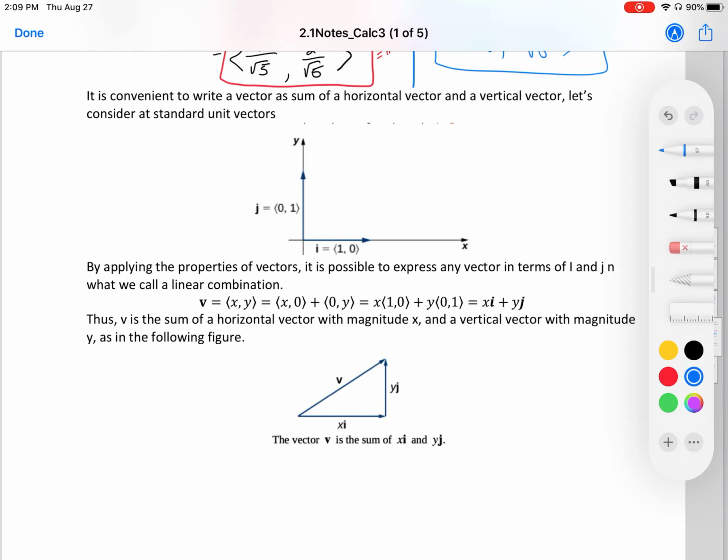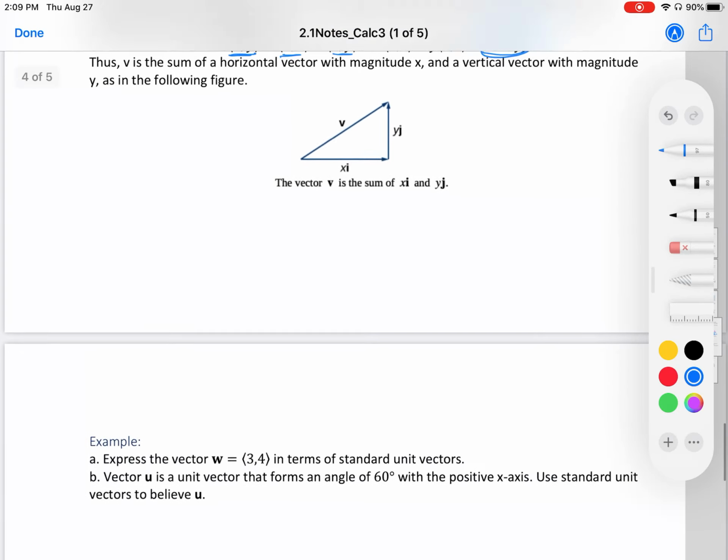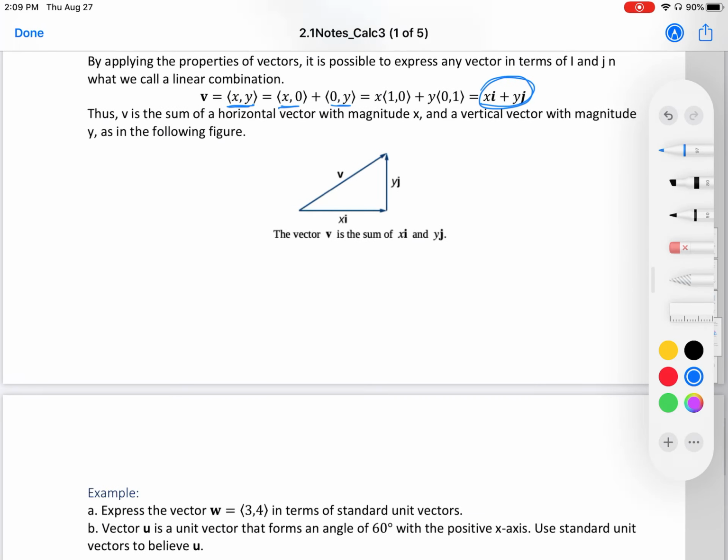So if we have v equals (x, y), we can take our x coordinate plus our y coordinate, and in return, we can write it with an i and a j. And once we move further into 3 dimensions, we'll add a k. This is another way to show a vector. Thus, v is the sum of a horizontal vector with magnitude x and a vertical vector with magnitude y, as in the following figure.